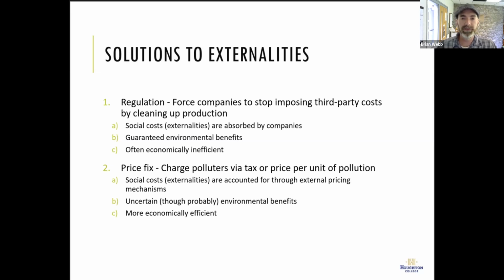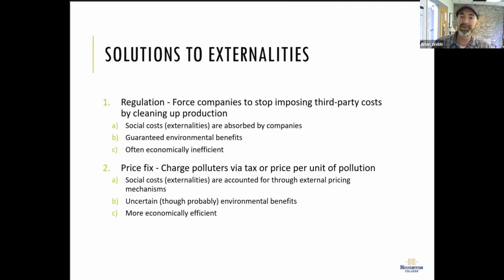So if we don't want to force companies to implement certain technologies or to clean up their production, many times a simpler way is to simply charge polluters for their pollution. So pricing pollution. This is actually a fairly economically elegant way of doing that, because what you're doing is you're taking that external cost that's not included in the cost of the product, and you're forcing it to be included by putting a price on it.